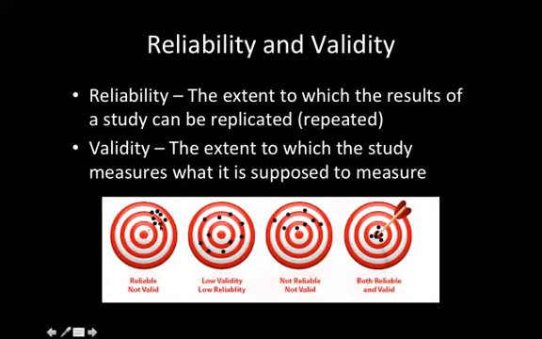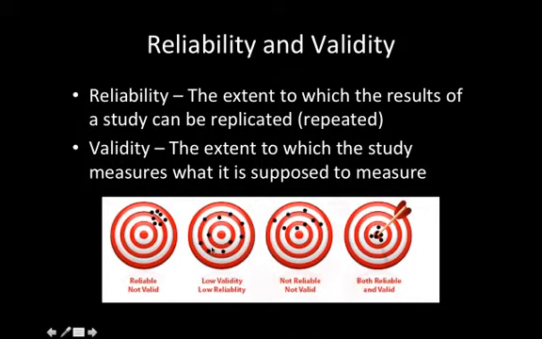Okay, so here's some pictures. Here's a conceptual picture of being reliable but not valid. You're not aiming at the right target. You're aiming at another target. Okay, it's reliable because the points or the arrow shots are close together, but it's not valid because you're not measuring what you want to measure. You're not hitting your target.